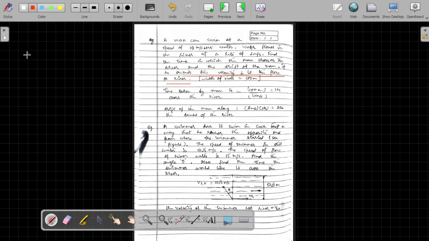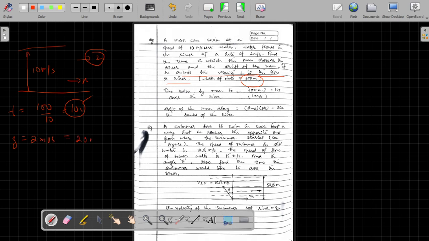That means he is swimming in this direction at 10 meter per second, and the river is flowing at a speed of 2 meter per second. The distance which he has to swim is 100 meters. So the time taken to swim that distance is the distance divided by speed in that direction, which would be 10 seconds. And how much would the man drift? Drift would be the velocity in x direction, which is 2, into the time taken, that is 10 seconds. So that would be 20 meters. This is the distance it would drift.